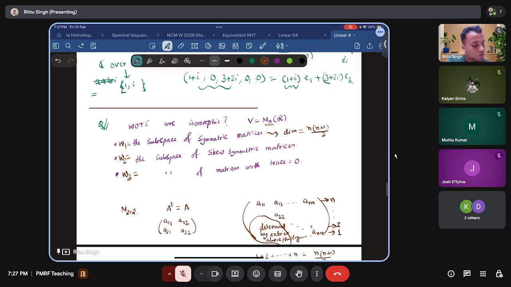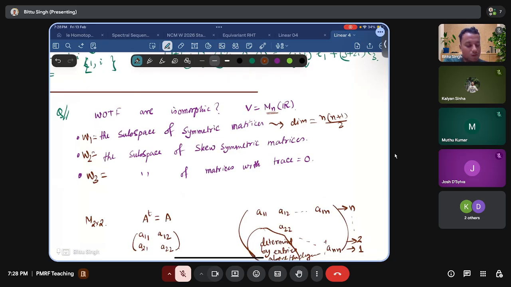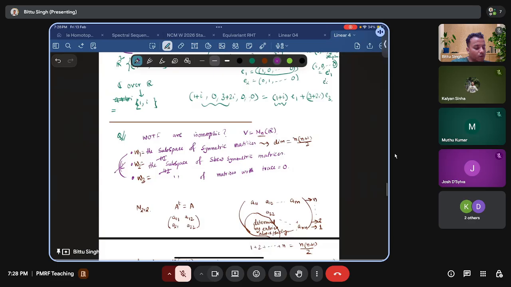Therefore, all those vector spaces are different, right? W1 and W2, those two are not isomorphic, their dimensions are not the same. Those two are also not isomorphic, and similarly those are also not isomorphic. Okay.